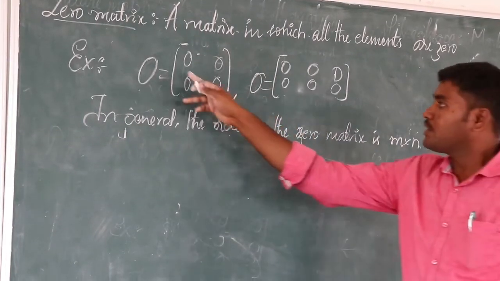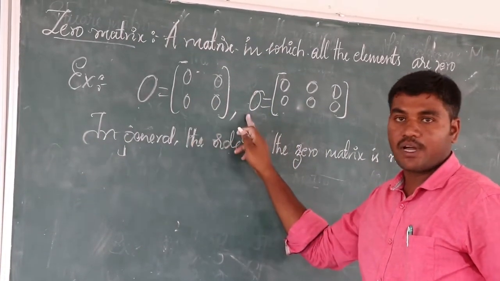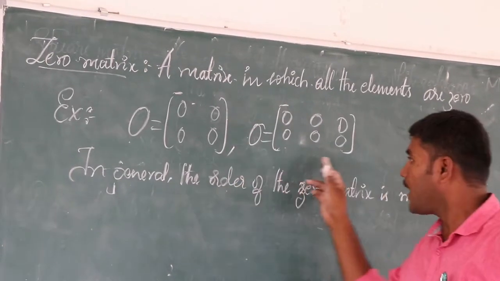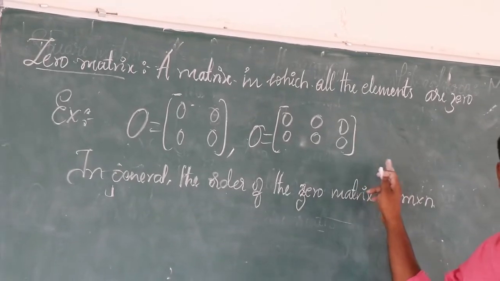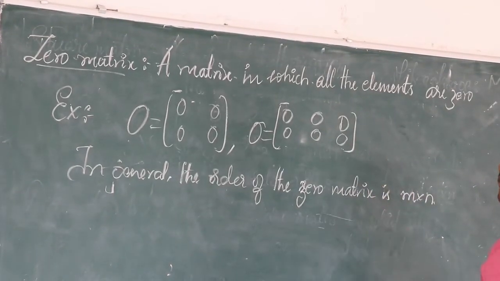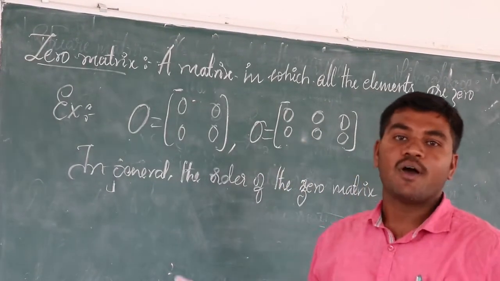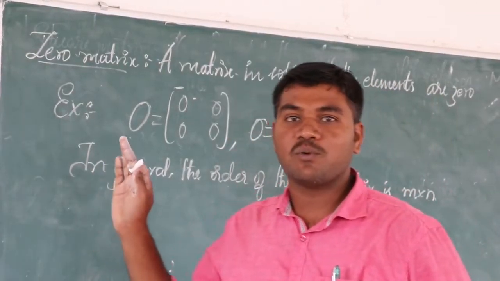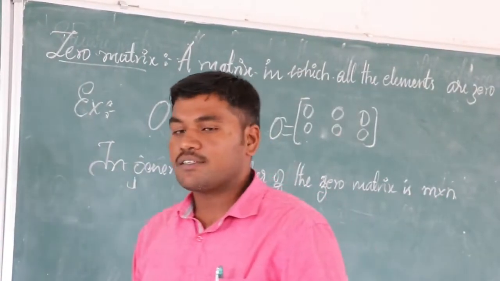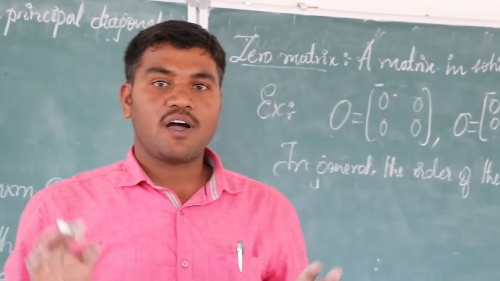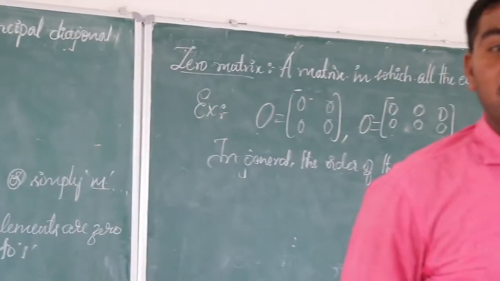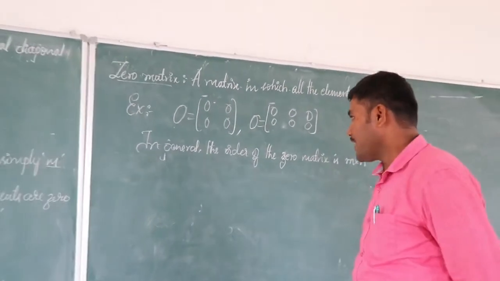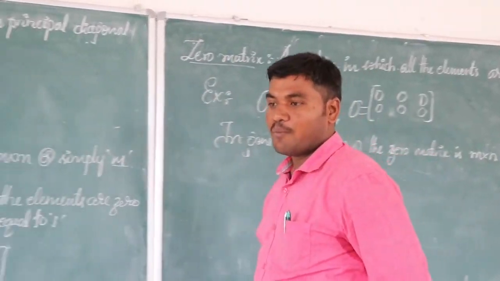Here we took 2 rows and 2 columns, so its order is 2 by 2, and this one is 2 rows and 3 columns, so the order is 2 by 3. This is the whole classification of matrices. Now let's move towards another concept, that is operations on matrices. Operations means addition, subtraction and multiplication of matrices.